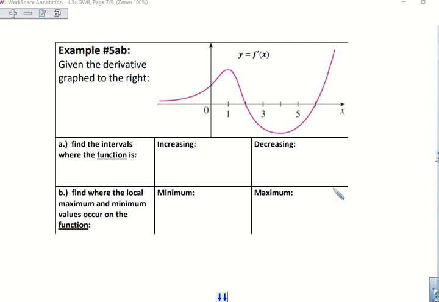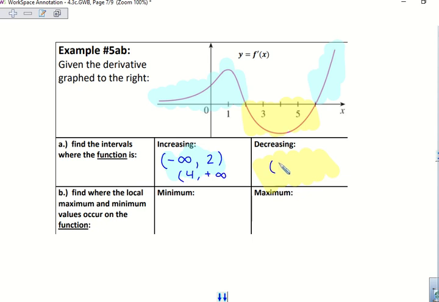So number 5 says find the intervals where the function is increasing. The function is increasing every time the derivative is greater than 0. So here and here. My thing's lagging a little bit, if you can tell. And it's decreasing anywhere the derivative is less than 0. So let's say negative infinity to 2, and then 4 to positive infinity.